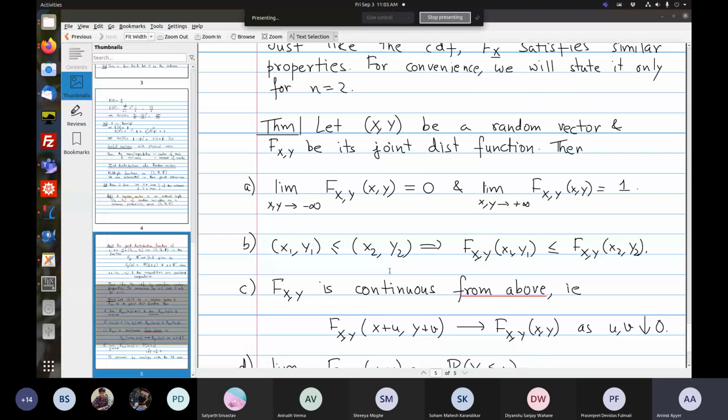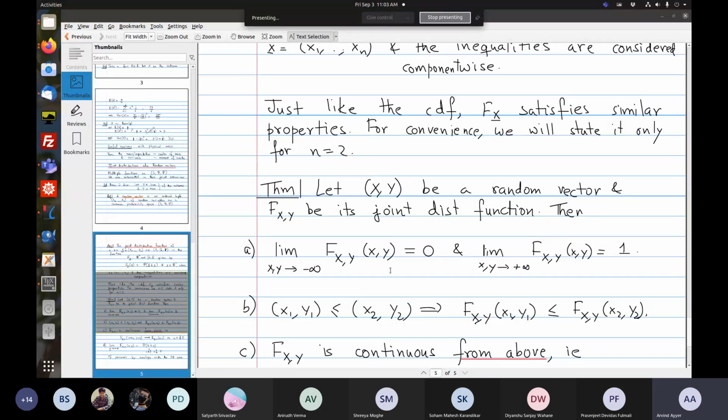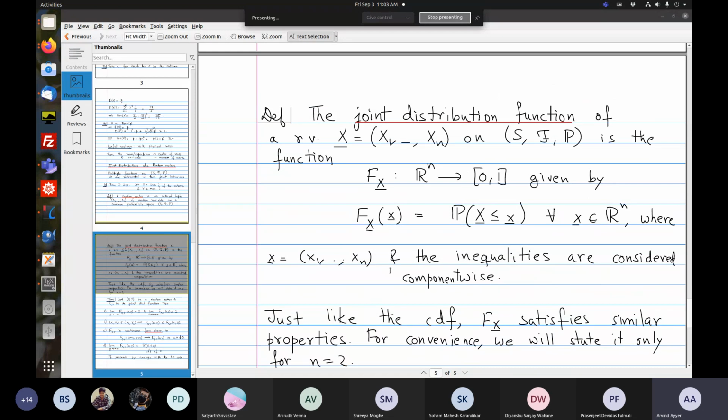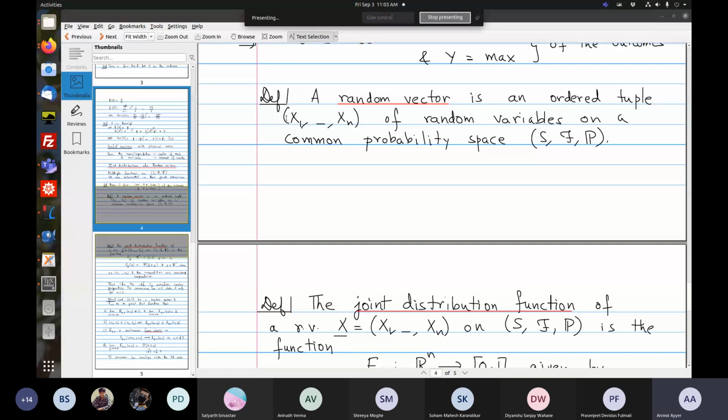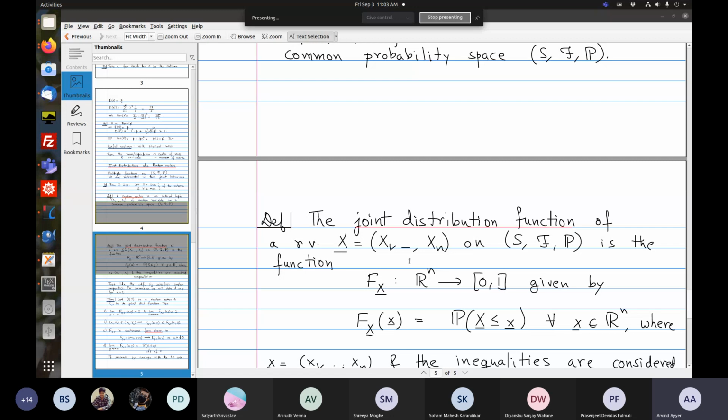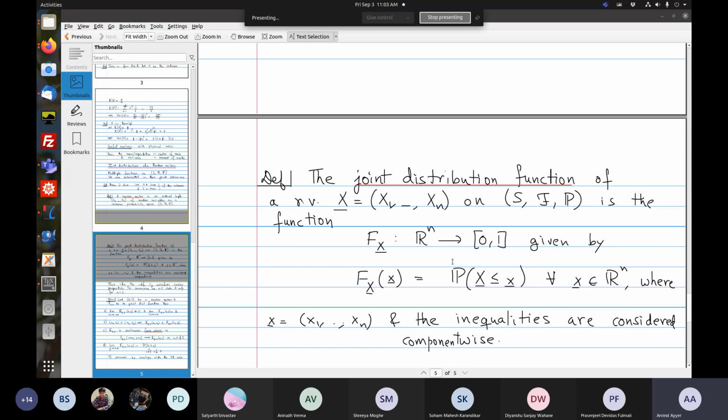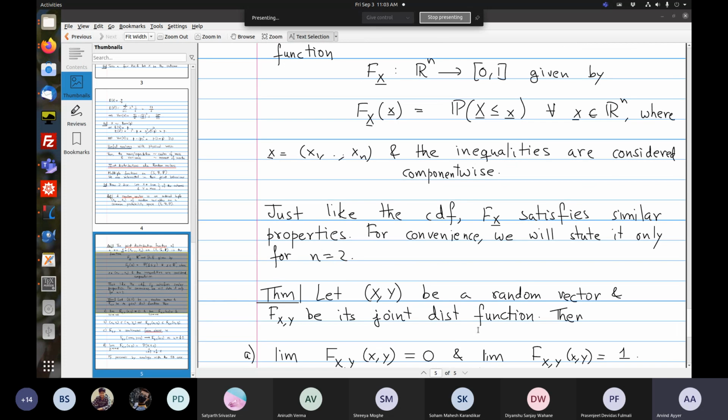Okay, so we started talking about random vectors. You're given a bunch of random variables on the same probability space. You think of this as an ordered tuple, and therefore a vector, and we can define its joint distribution in terms of the joint distribution function, that is, in terms of probabilities of the vector being less than or equal to a point, where you think of the inequalities coordinatewise.